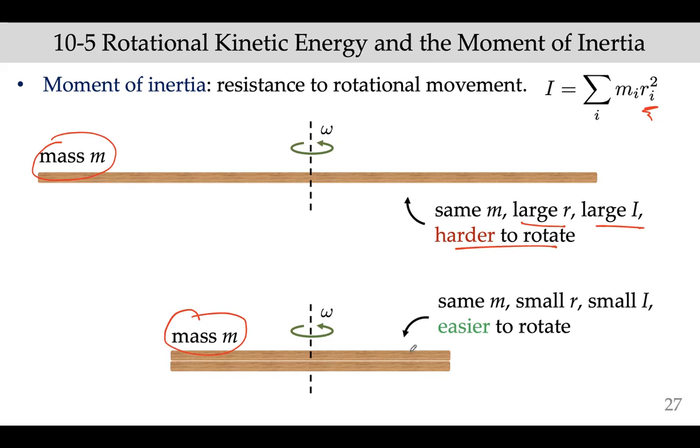Now, the second one, although it has the same mass, it's actually the same stick. It's just cut in half and glued together like this. But just because it has small extent, it's shorter, it will have smaller moment of inertia. So this one is easier to rotate. So moment of inertia is not only related to mass, it's also related to the extent, how wide or how long the object is.